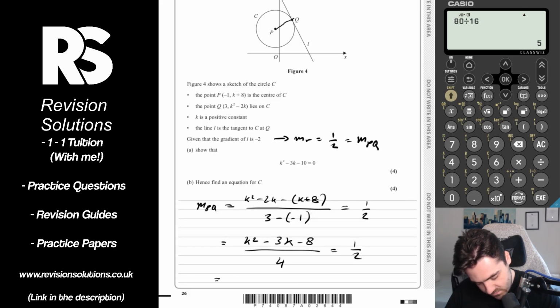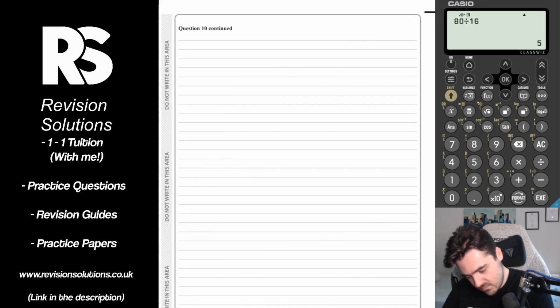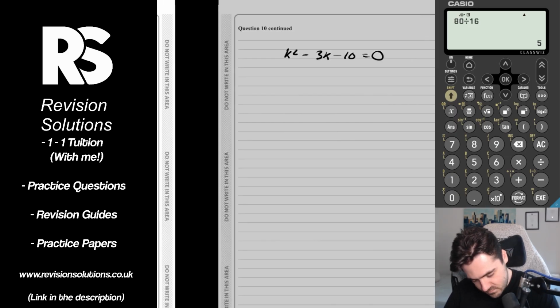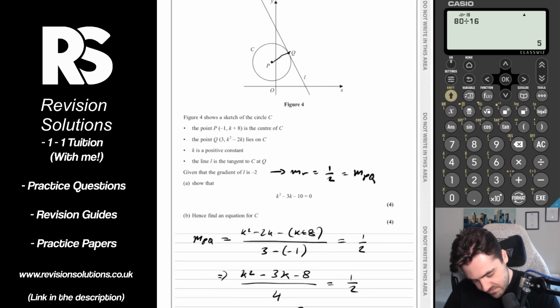That would give us k squared minus 3k minus 8 equals 2. And if we take the 2 from both sides, we're going to get the equation: k squared minus 3k minus 10 equals 0. Then it says, can we find an equation for c?